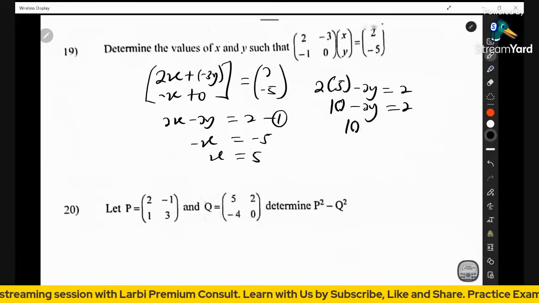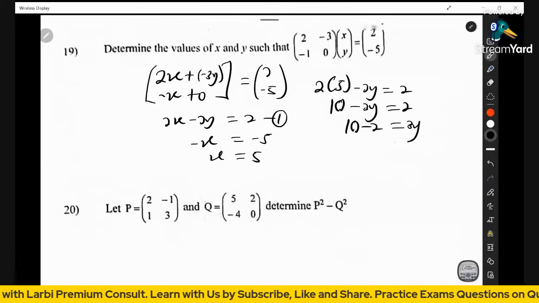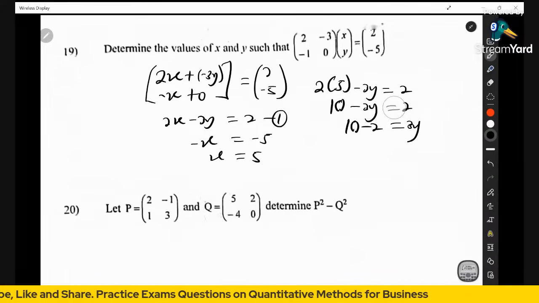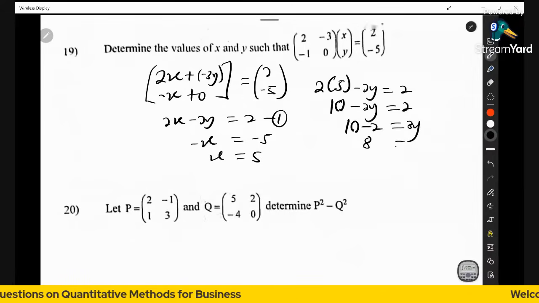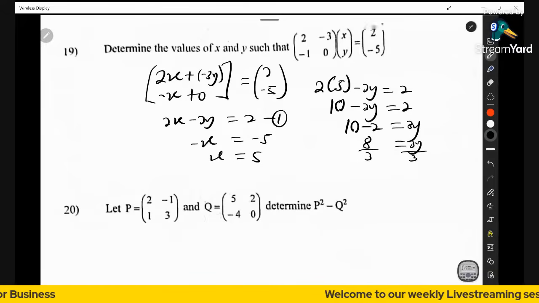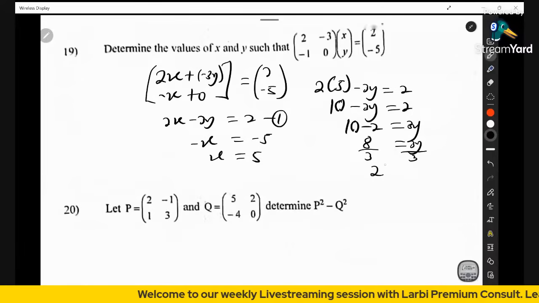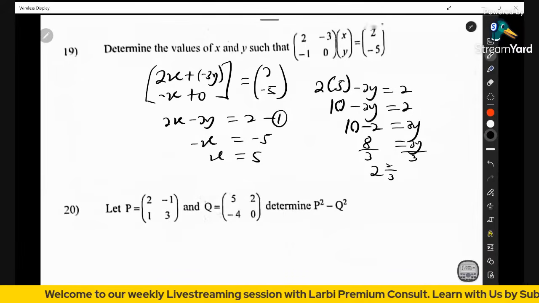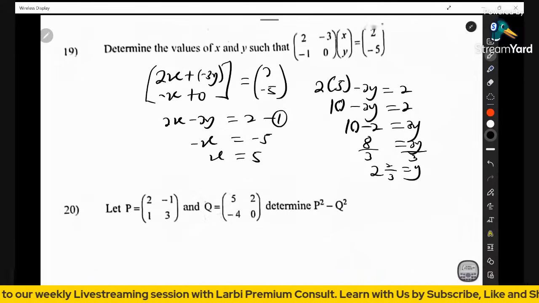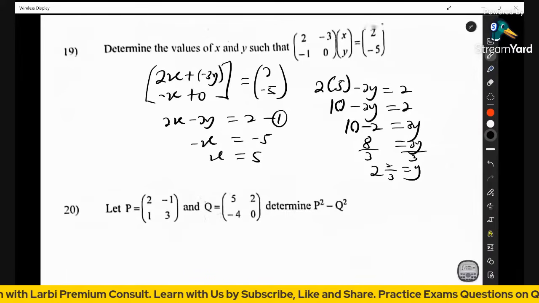So I will say that 10 minus 2 should be equal to 3y. The y will come and take the position of the 2, and that will make it positive. And the 2 will take the position of negative 3, that will make it negative. So you're going to have here to be 8, here to be 3y. Divide both sides by 3. We are getting y to be equal to 8 over 3, or better still, 2 whole number 2 over 3. So if x equal to 5, our y is equal to 8 over 3, or 2 whole number 2 over 3.